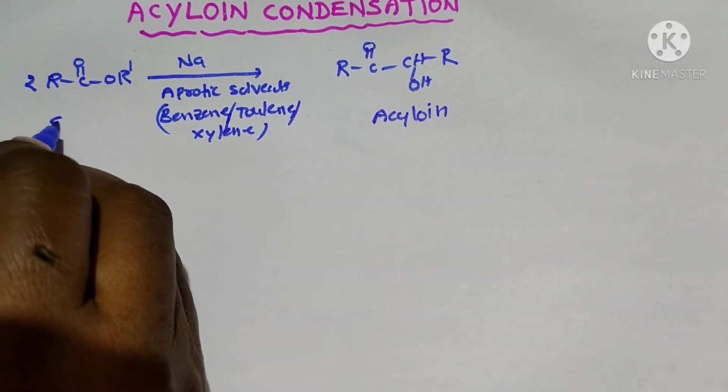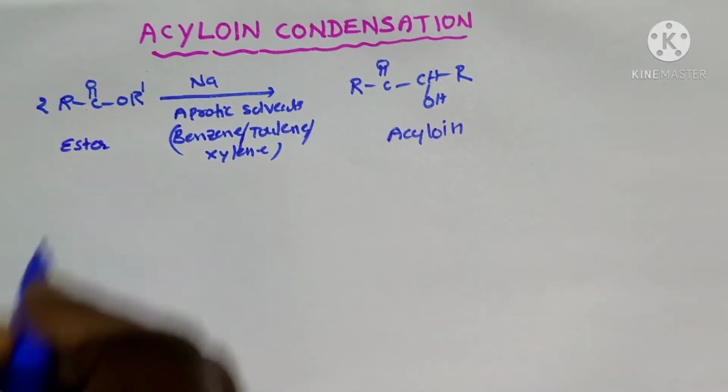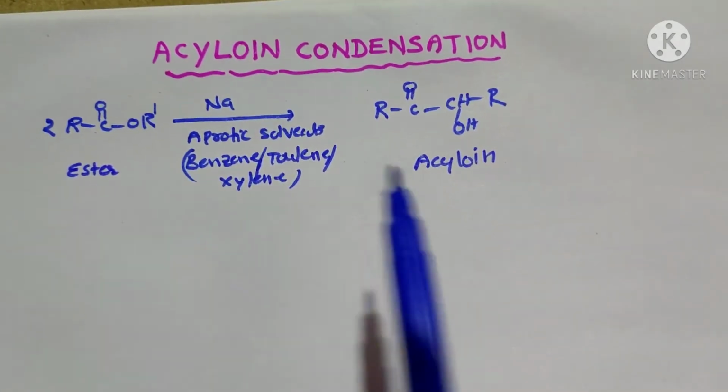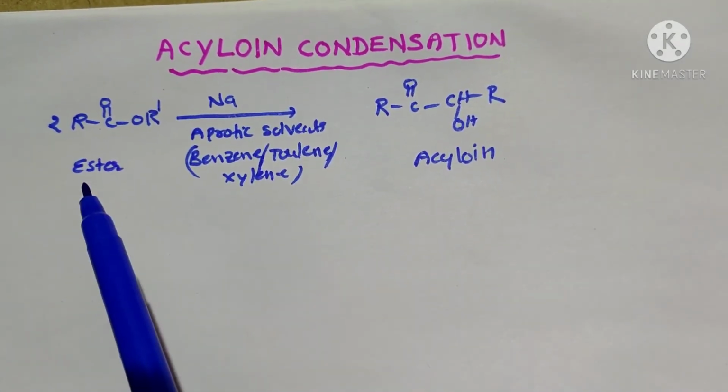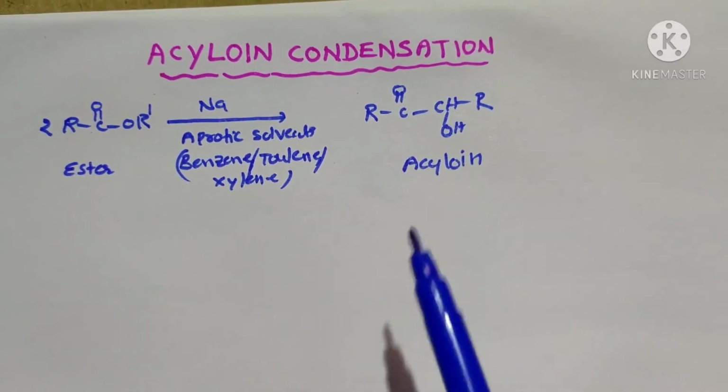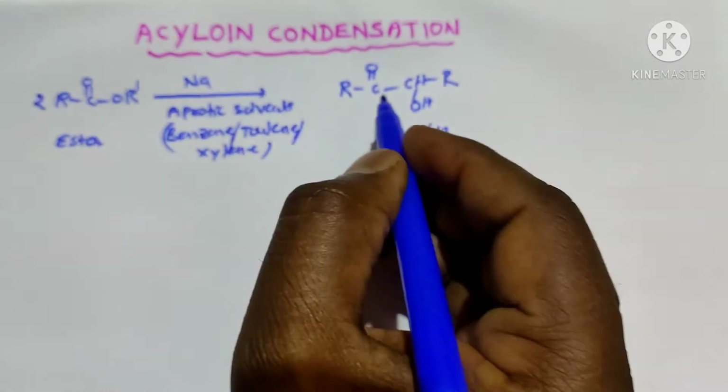Here it is the ester. So in Acyloin condensation, we get the Acyloin from the ester. Acyloin means alpha hydroxy carbonyl compound.